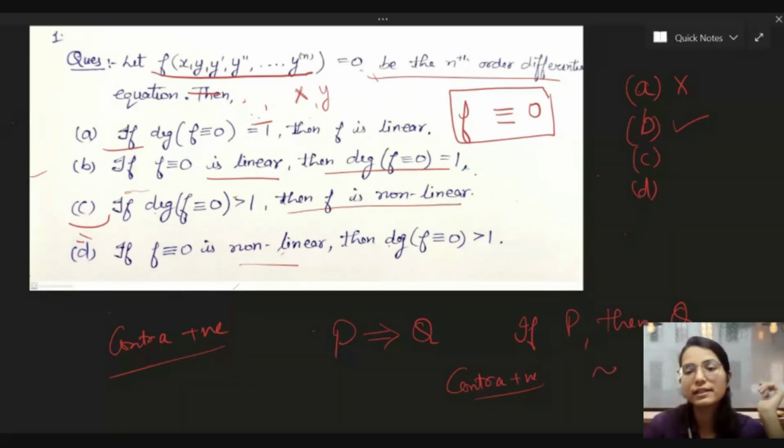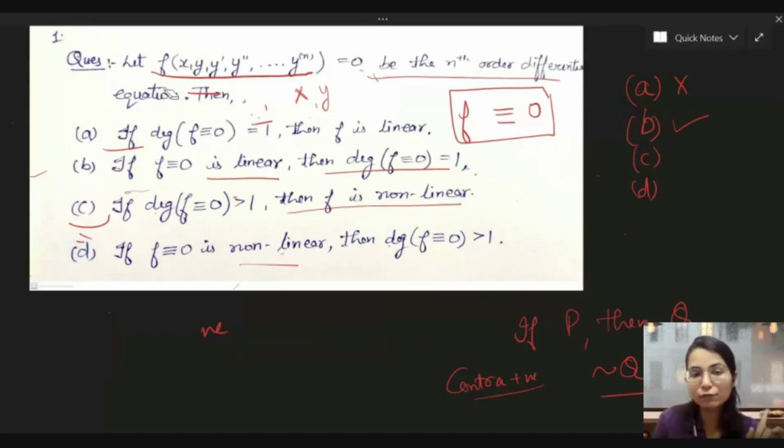Yes, exactly. Negation of Q implies negation of P. Very good. So the contrapositive says negation of Q implies negation of P. So what is the use of the contrapositive? Listen carefully: if a statement is true, for example, P implies Q was true, then its contrapositive is also true.